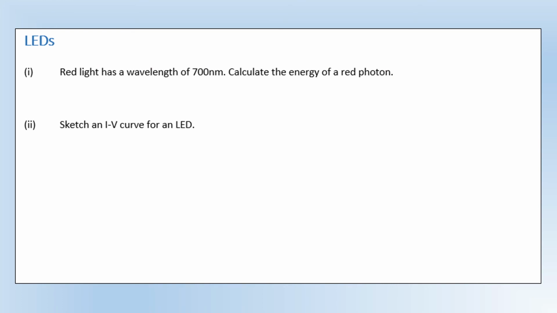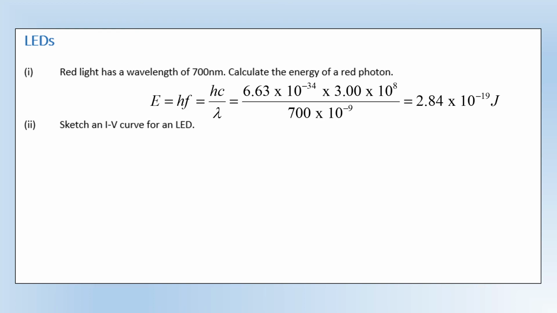To jump into something completely different, we're going to take a look at LEDs, which is again using the idea of photons. So red light has a wavelength of 700 nanometers. Calculate the energy of a red photon. That's fairly straightforward, just using E equals hf, turning it into hc over lambda. And that comes out as 2.84 times 10 to the minus 19 joules.